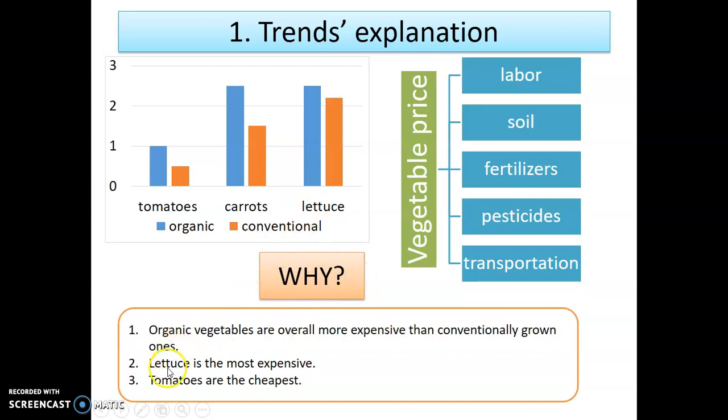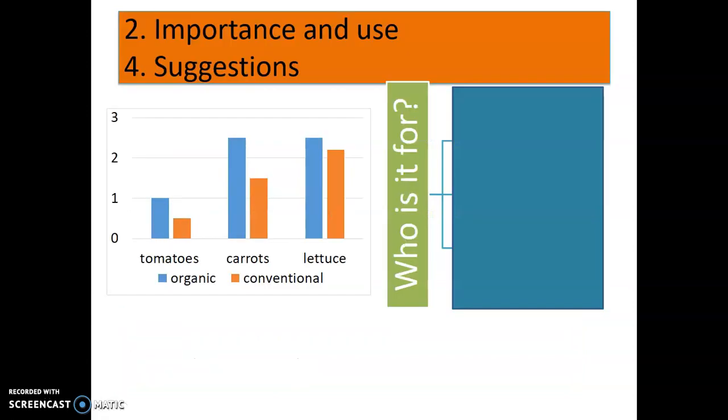Also, why is lettuce the most expensive? Both organic and conventional lettuce. See, it's much more expensive than tomatoes. What is there that makes it more expensive, and what is there that makes tomatoes the cheapest? These are the questions you need to write answers for. Moving on to the importance of the graph, the use of the graph, and suggestions.